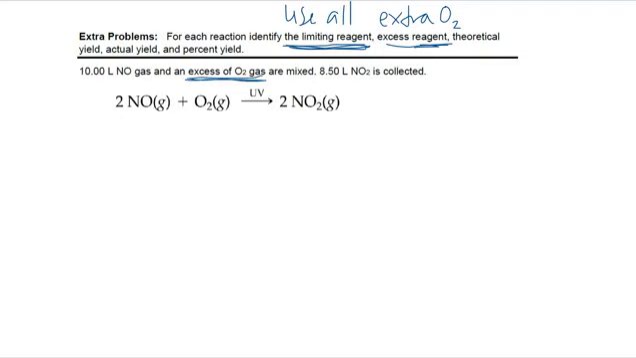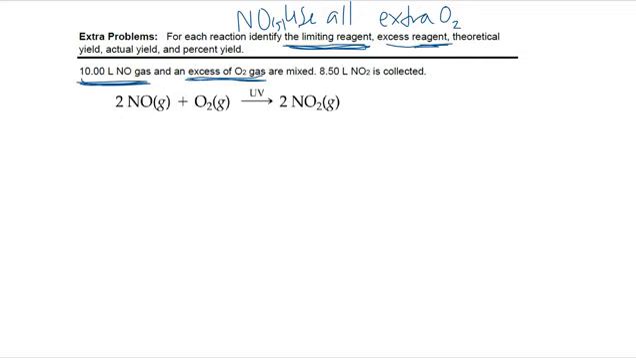And we would be told that in our problem because we would be told, for example, that we only have 10 liters of NO gas and we have plenty of oxygen gas to use with that 10 liters of NO gas, and we actually even have extra. So in this case, our limiting reagent is NO. I know that looks like no, but NO gas. Here we go. Then it asks us to find our theoretical yield, actual yield, percent yield.